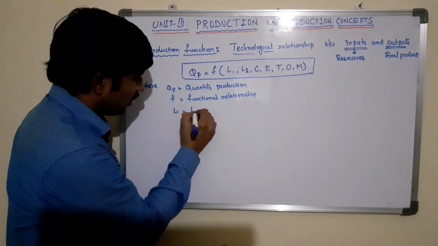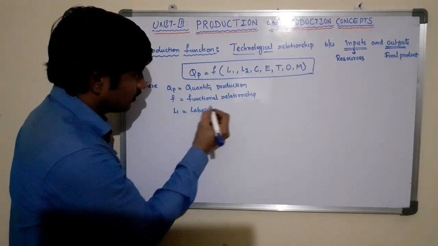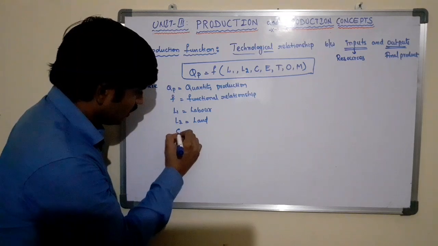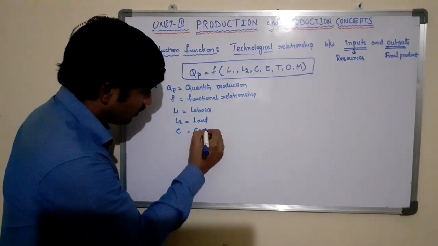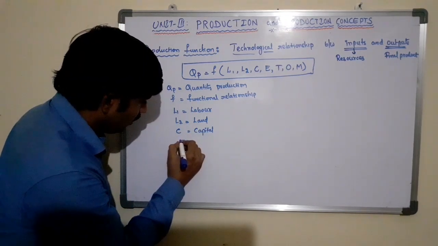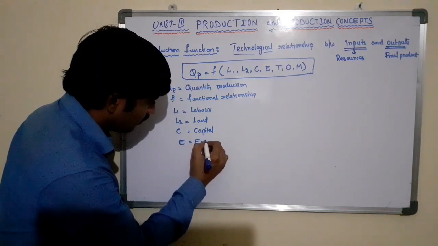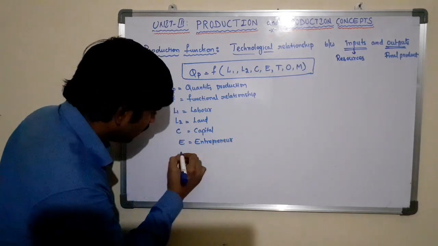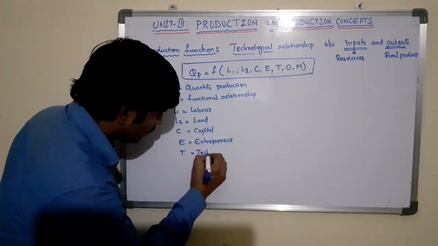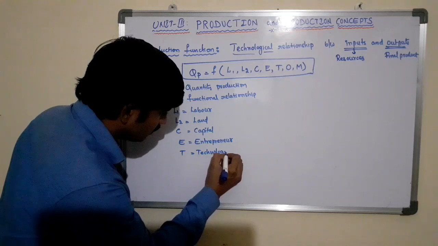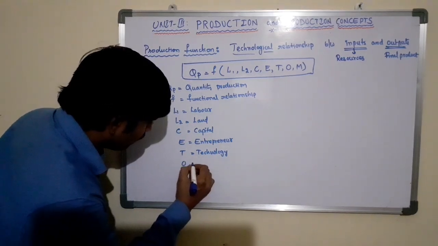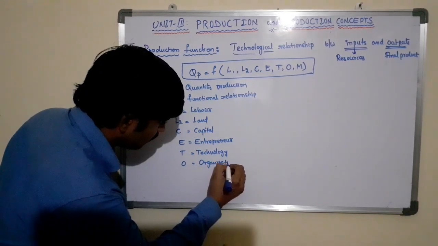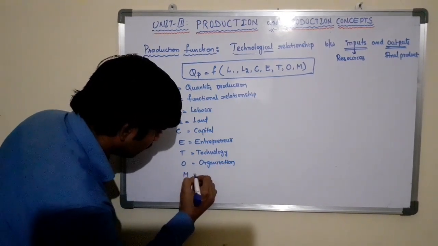L1 means labor, L2 means land, C means capital, E means entrepreneur, T means technology that we are using, O means organization, M means machinery.